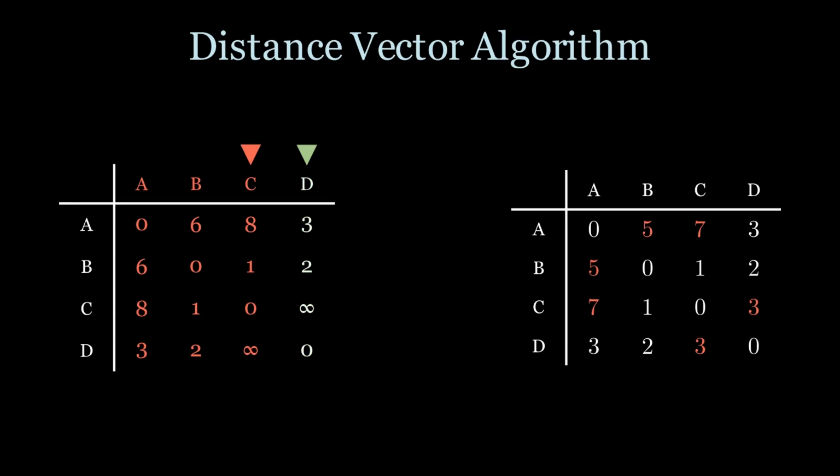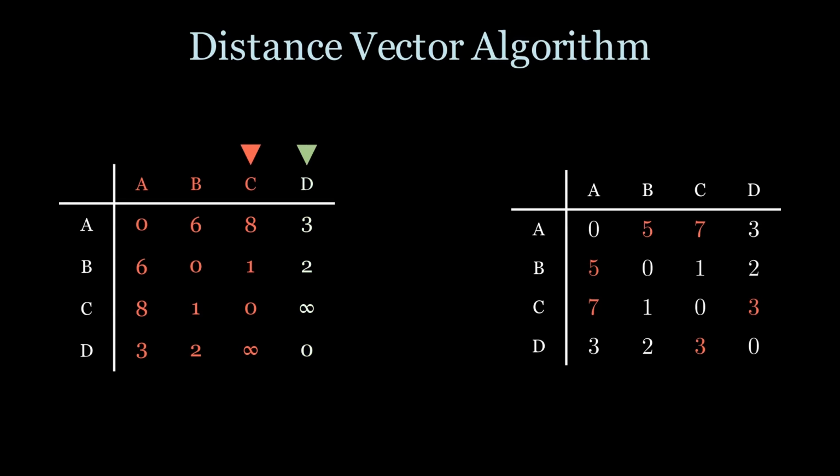If you've noticed at the new table, you can see that 5, 7 and 3 are in red. It's because those values have changed from our initial table. So from A to B, the cost has changed from 6 to 5. And from A to C, the cost has changed from 8 to 7. And from C to D, it has changed from infinity to 3.